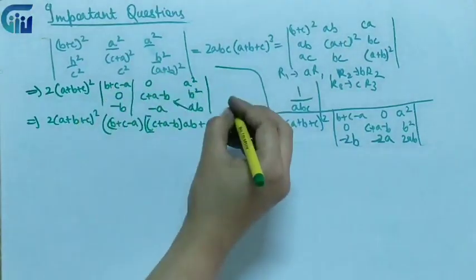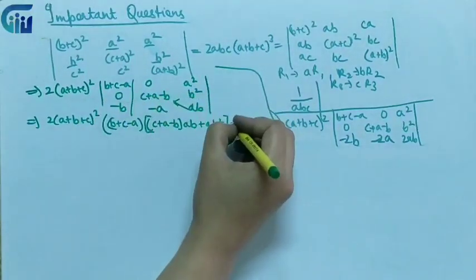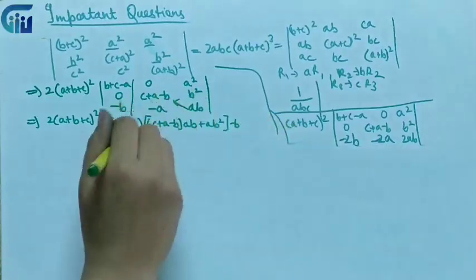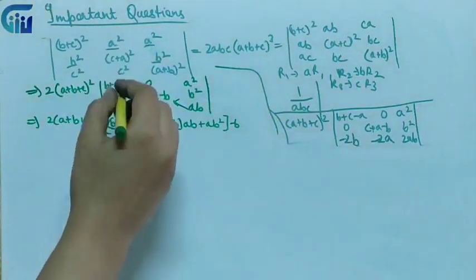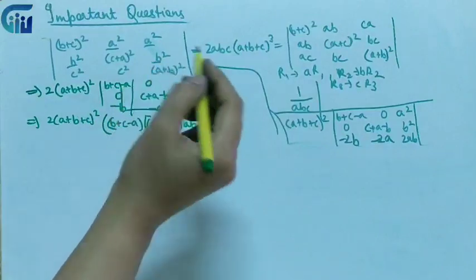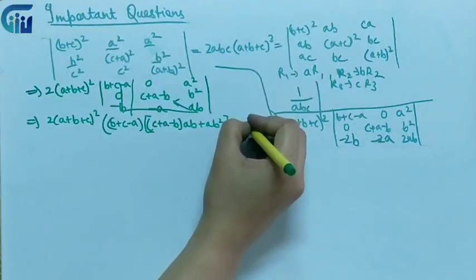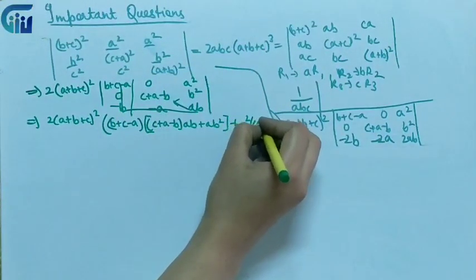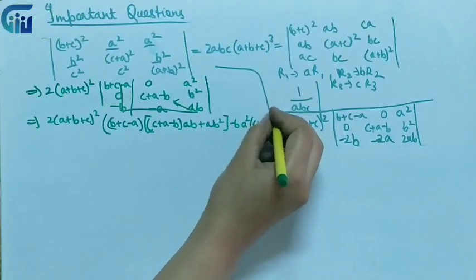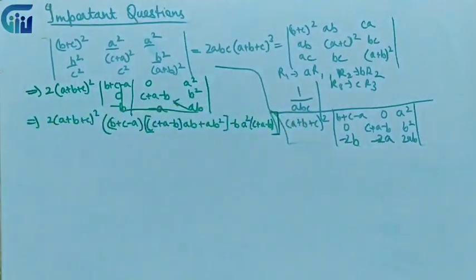Now next term is 0. Then this is minus B. If I cross multiply, what we will get? If I cover it up, this will be B square into 0, which is 0, and this will be A square times C plus A minus B. So this whole expression is getting multiplied with this.